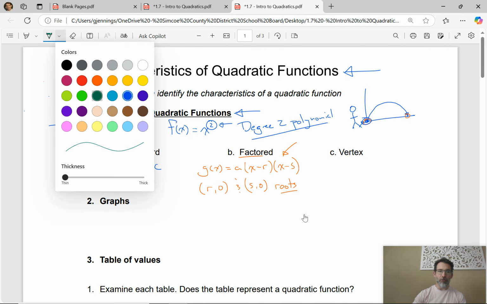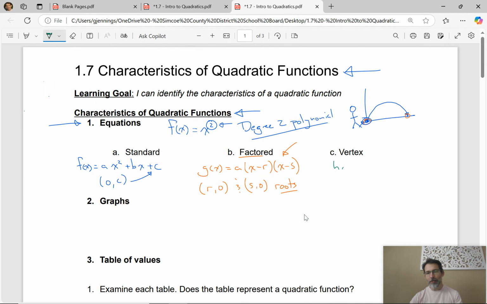And then there's vertex form. And so h(x) is equal to a, again, (x minus h) squared plus k. Okay, and the cool thing about this is the point (h, k) is the vertex. Okay, this point, the highest point that my ball gets after I kick it. All right, let's keep going.